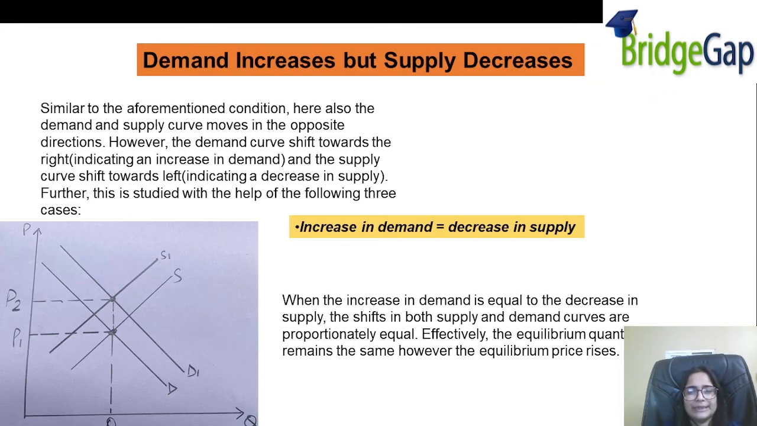So, when the increase in demand is equal to the decrease in supply, the shifts in both the supply and the demand curve are proportionately equal. So, the equilibrium quantity will remain constant, but the prices will increase because of the decrease in the supply and increase in the demand. Prices will obviously go higher.